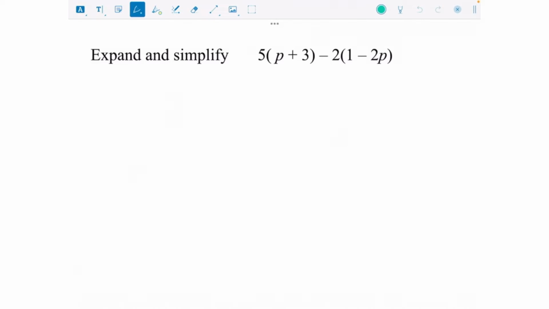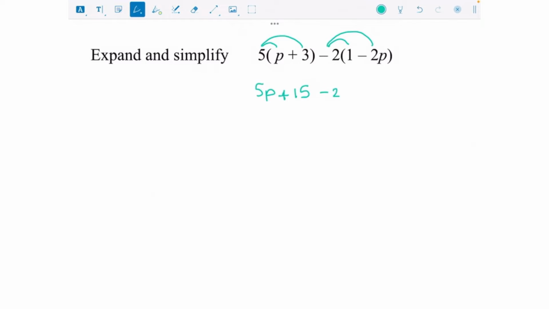So for this one, expand and simplify 5 lots of p add 3 minus 2 lots of 1 minus 2p. And I've used this example for a reason, because I will show you in a minute. So 5 lots of p is 5p, and 5 lots of 3 is 15. So everything in that first bracket has been multiplied by 5. Then we need to do minus 2 lots of 1, which is minus 2, and then we're doing minus 2 lots of minus 2p.